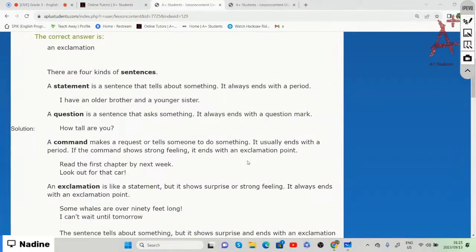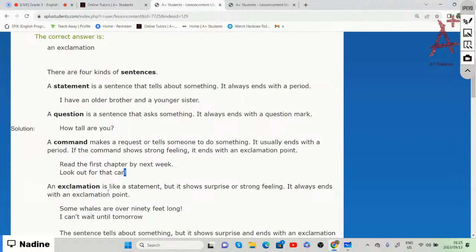A statement tells us about something and it ends with a period. A question asks something and it ends with a question mark. Always. A command either makes a request or it tells someone to do something. And it either ends with a period or it ends with an exclamation point. It ends in an exclamation point if the command shows strong feeling.